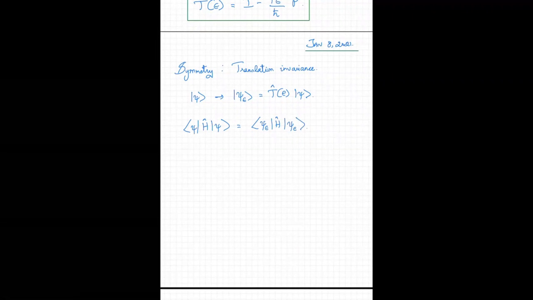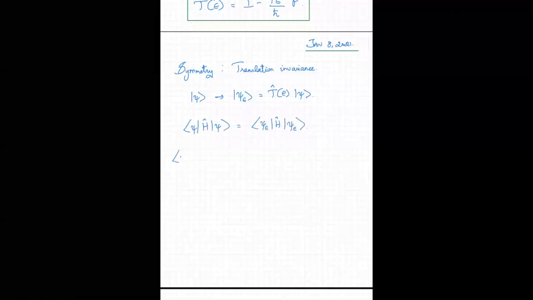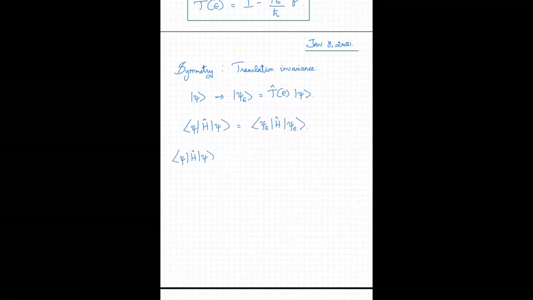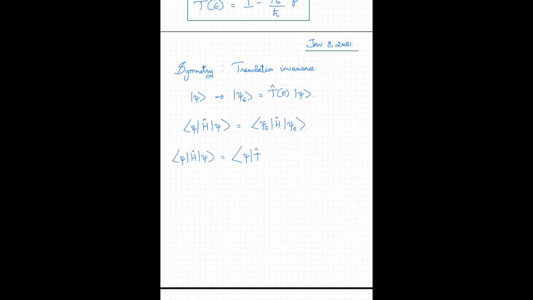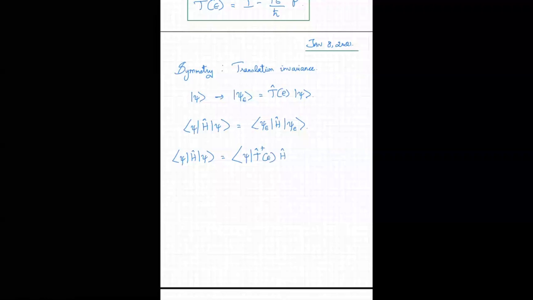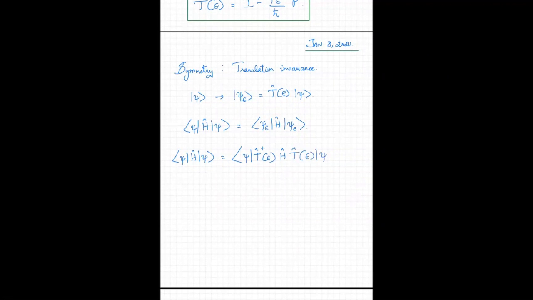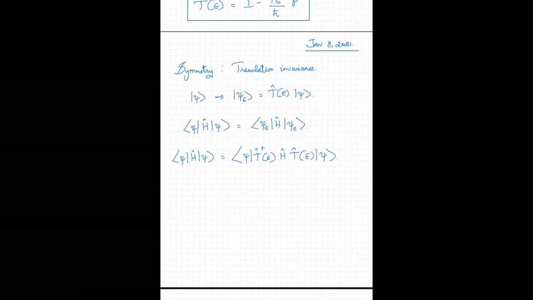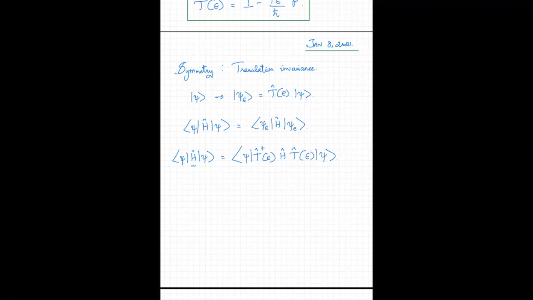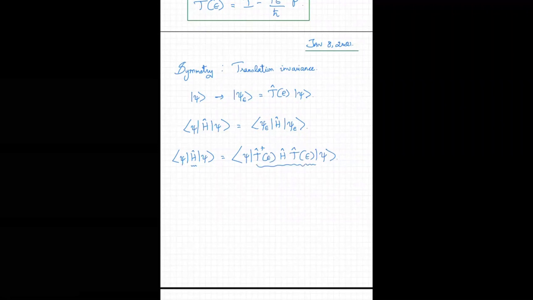Now, we don't usually state it in this form. There is a much cleaner way in which you can express this. There are two equivalent ways you can express this. To understand what that is, simply plug in the definition of psi epsilon on the right-hand side of this equation. So, <psi|H|psi> equals, psi epsilon is just T times psi, so this is <psi|T dagger H T|psi>. On the left-hand side, we have an operator H sandwiched between psi and psi, and on the right-hand side, we have an operator T dagger H T sandwiched between psi and psi.